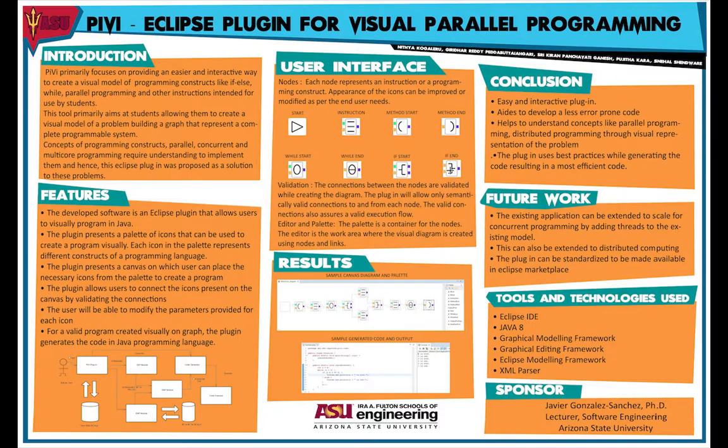Each node is an icon in the UI that symbolizes a programming construct. A connection is a valid link between two nodes that symbolizes the flow of the program. Once the visual model is ready, there is a button called Generate Code in the application. User can click on this button to generate the code that the diagram represents.